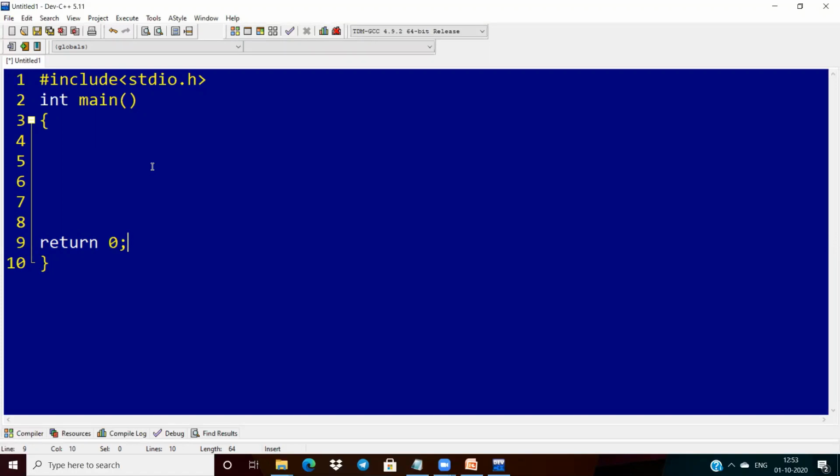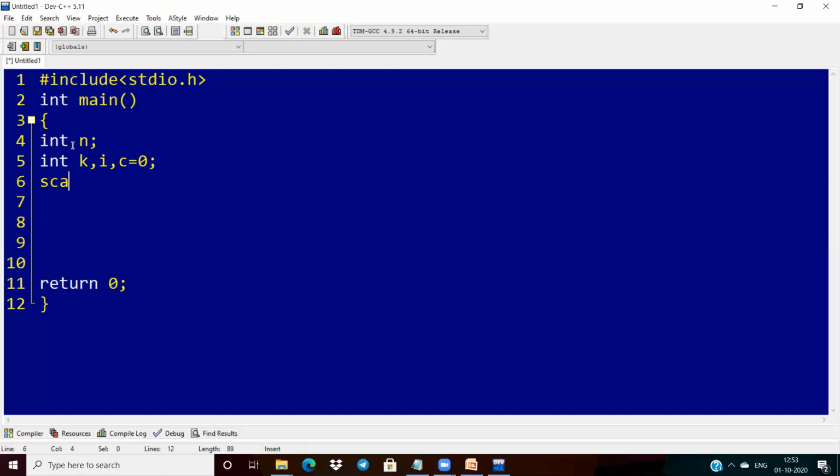So I'm taking integer n, and after that I need k also, so I'm taking k. For finding the factors of n, I need one index variable, so I'm taking i. We need a count also, so I'm taking an extra variable called c equal to 0. It acts like a count.